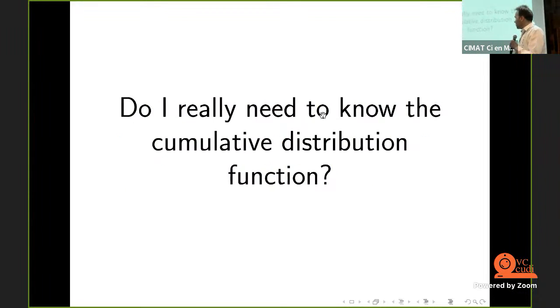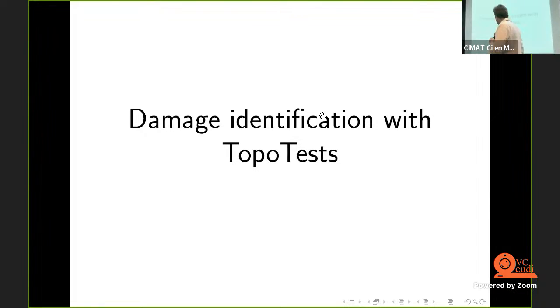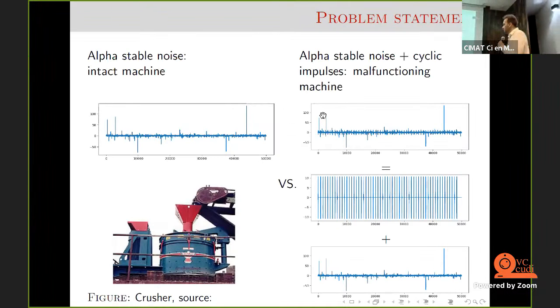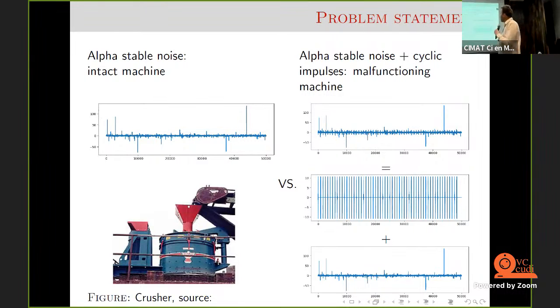So the question, to all intents and purposes, is: do we really need to know the cumulative distribution function? It turns out that we do not, in some circumstances. Let me show you one example, which is about damage identification. That's a project we are doing.